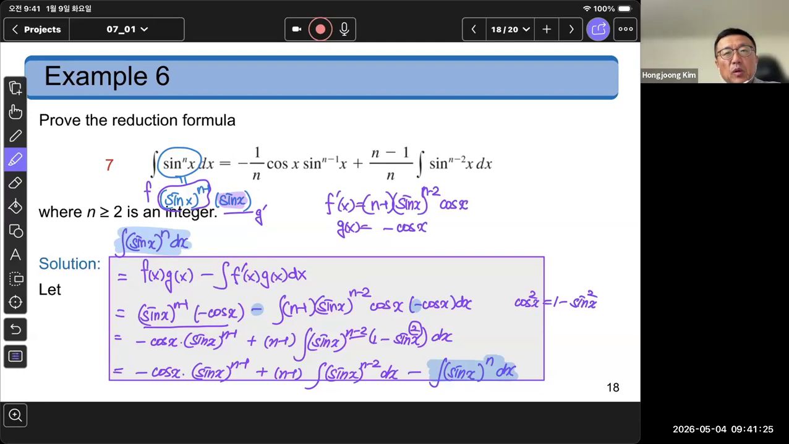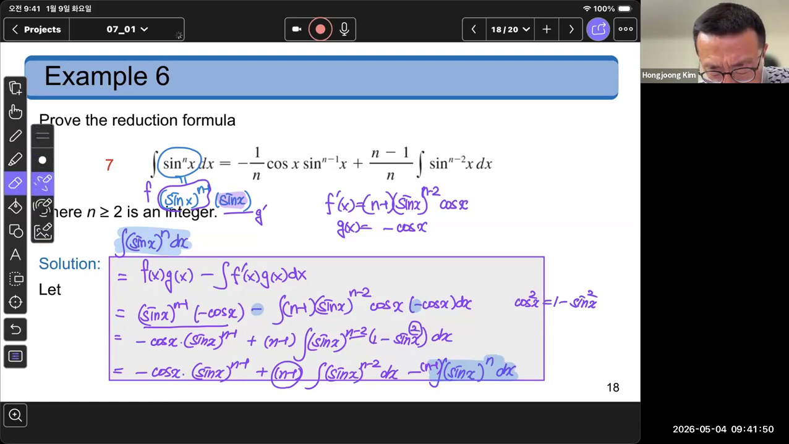Okay. Just a second. I forgot one term here. This n minus 1 must come here as well. So I have this term. Okay. And I want to move that term to the left hand side. Let me write down because I need some space.